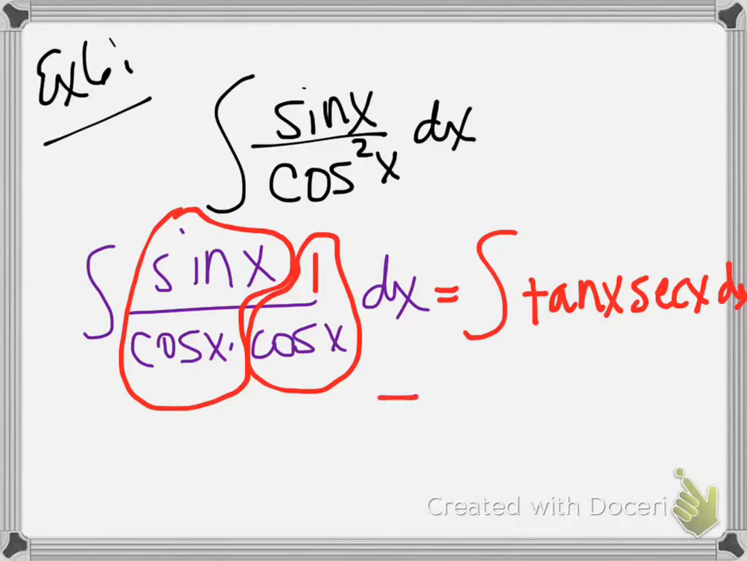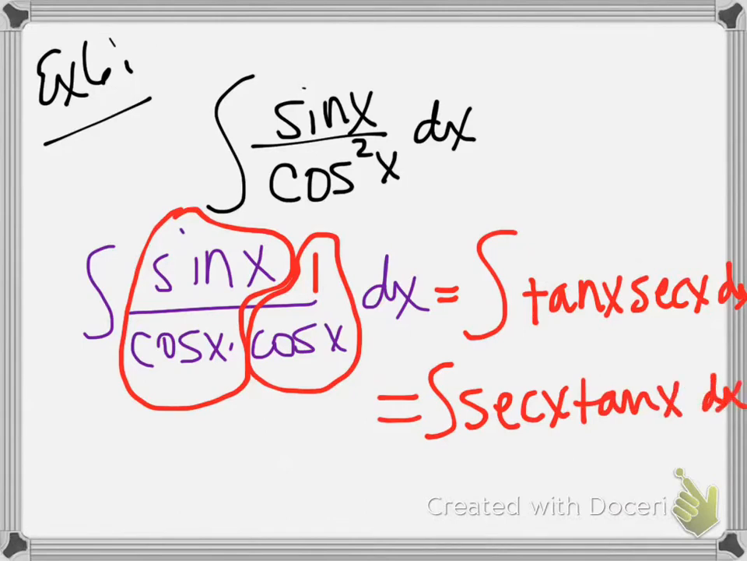Now when I want to integrate this, I just have to think to myself, where does tangent secant come from? Well, actually, we usually see it in the reversed form, but secant tangent is the derivative of secant. So if we integrate secant tangent, it integrates back into secant x plus c.